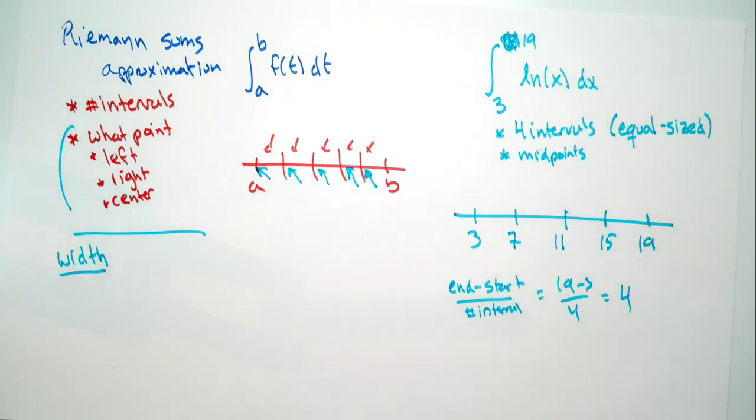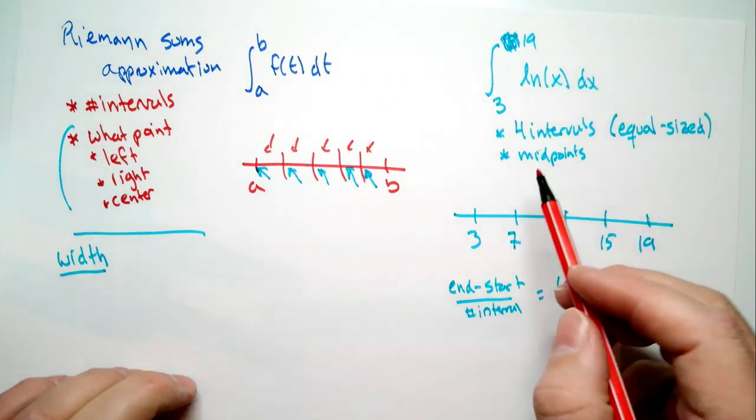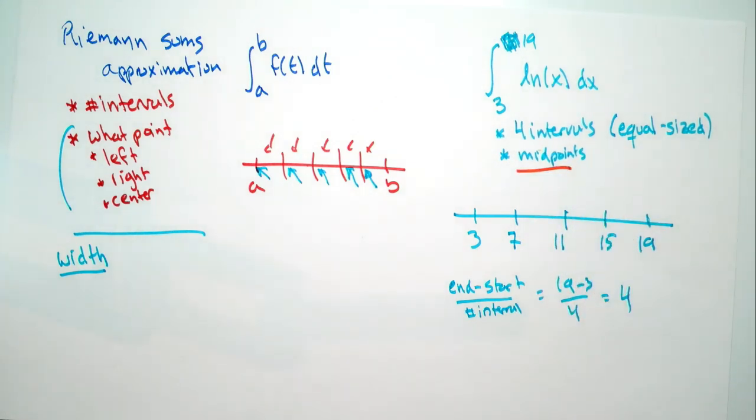The next thing to do is to figure out, okay, where are my points for each interval? Now, they don't always have to be the same. You can say, well, half of them will be on the left, half will be on the right. But every interval has to have one point.